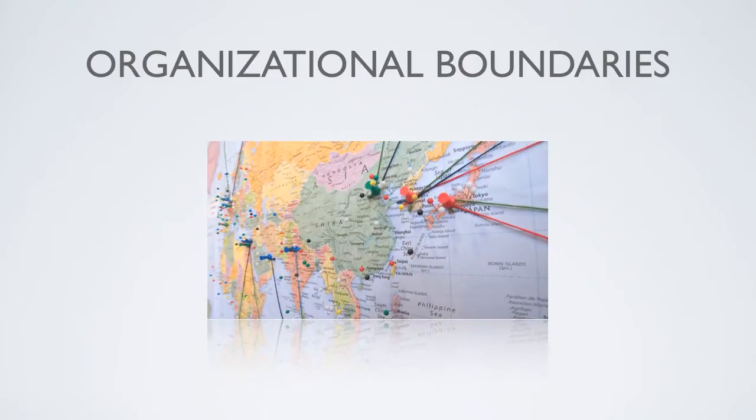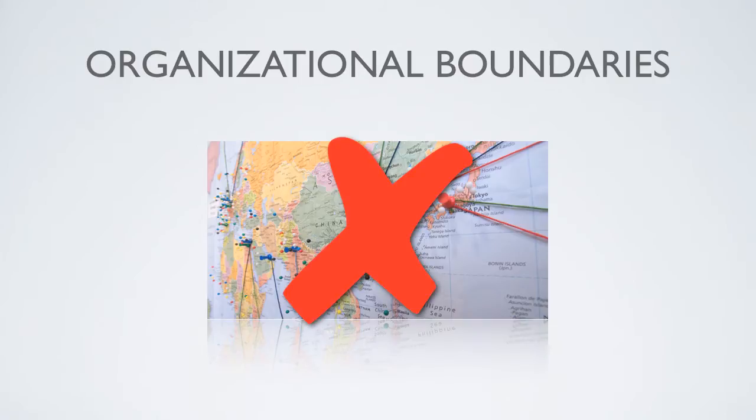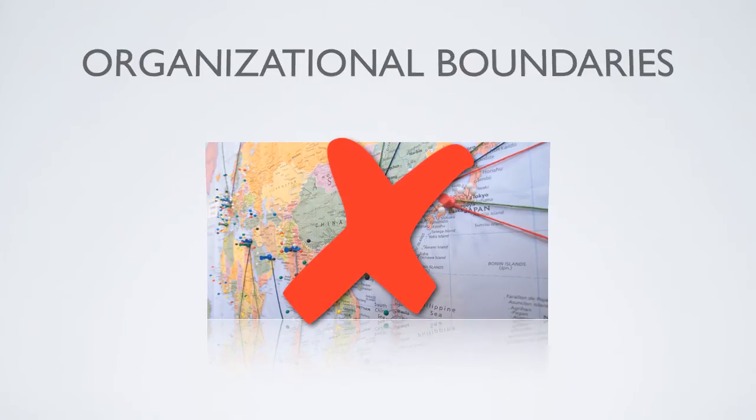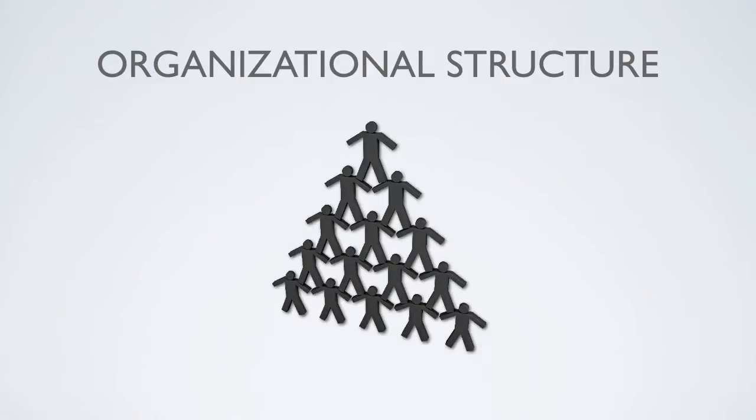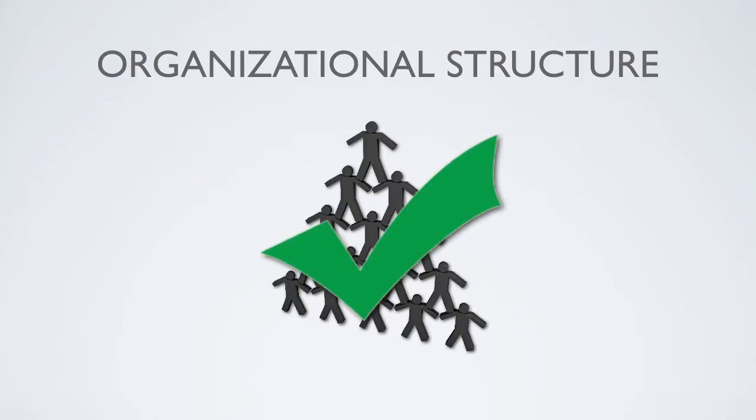The physical location of these operations, that is, their geographic location and whether they are located in buildings that the company owns or space that it leases, is not relevant to establishing organizational boundaries. The only consideration when setting organizational boundaries is the company's organizational structure.